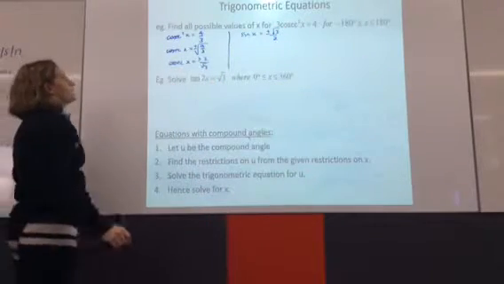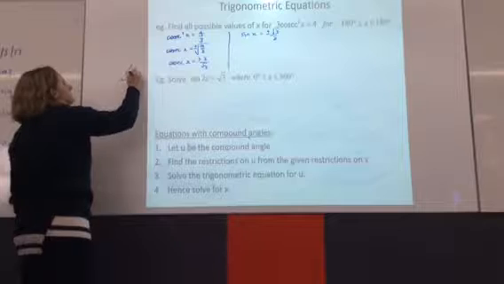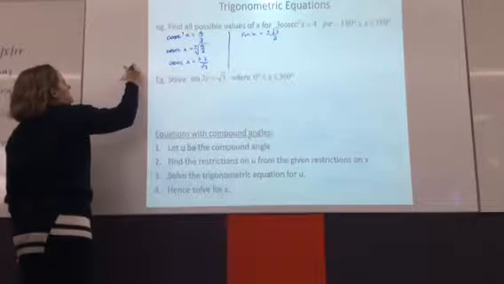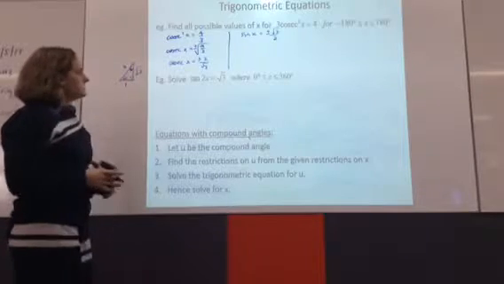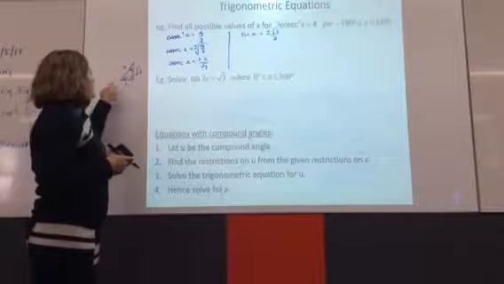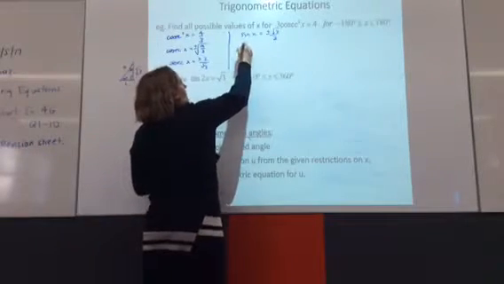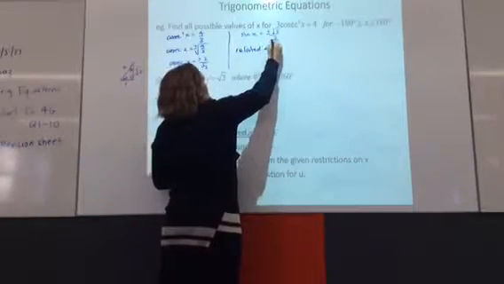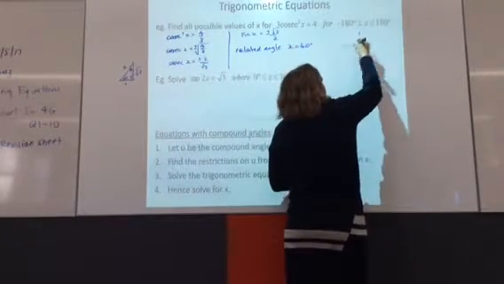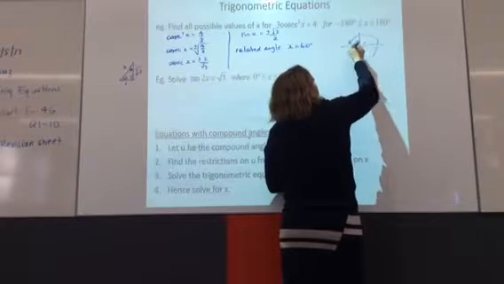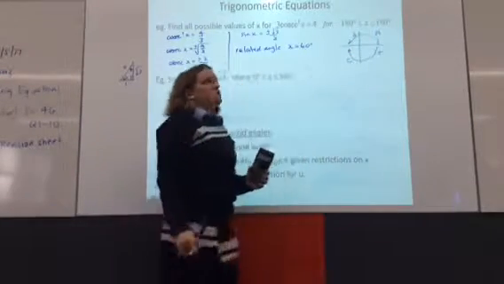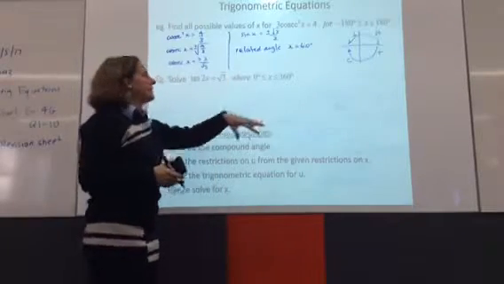Then I can go back to my exact triangle, and I had 2, 1, root 3, 60, 30, and 90 there. Now I want sine with root 3 over 2, so it's going to be 60 again. So my related angle, x equals 60. Now, I'm going between here and here, and between here and here. So it's between minus 180 and 180 again.